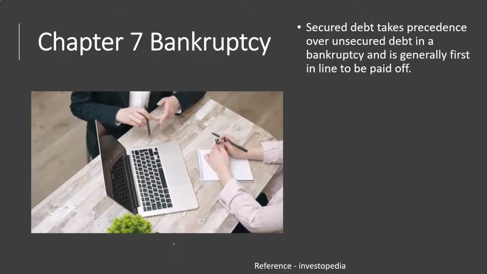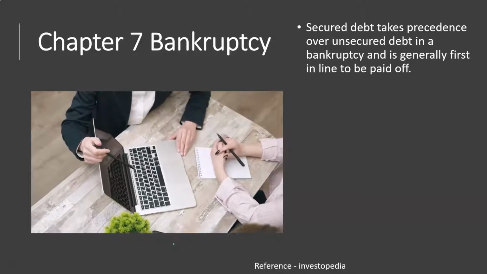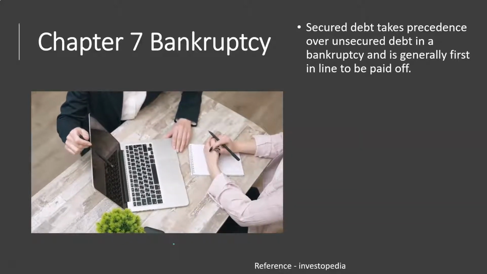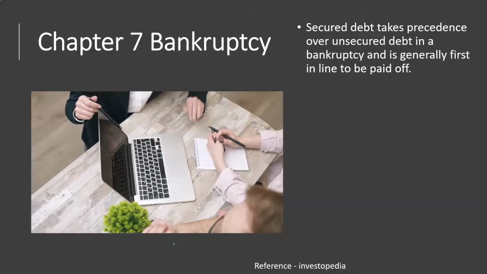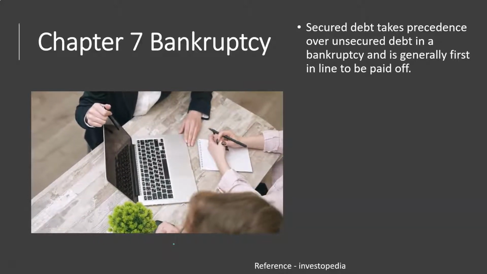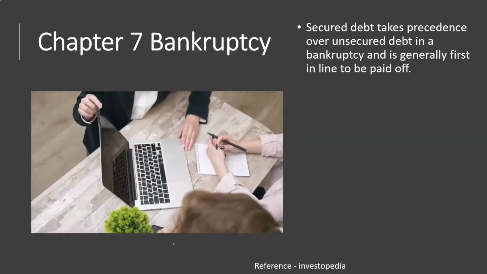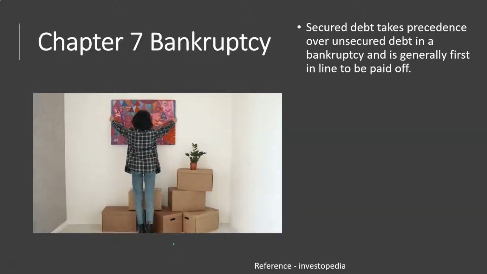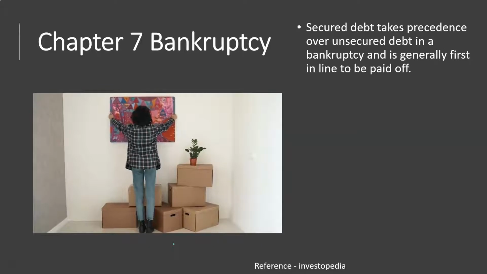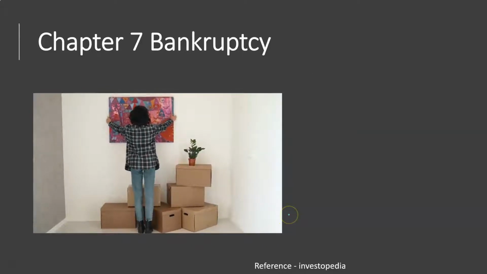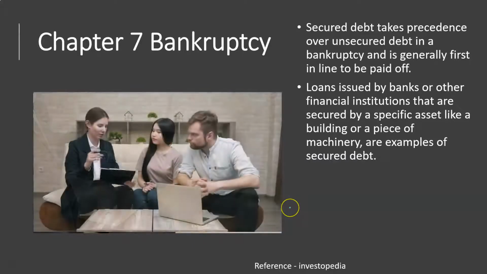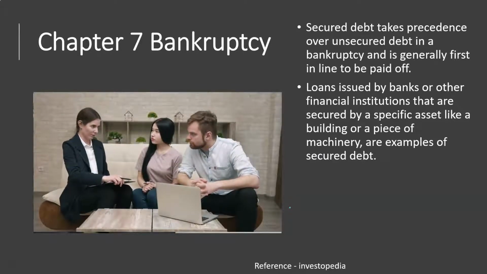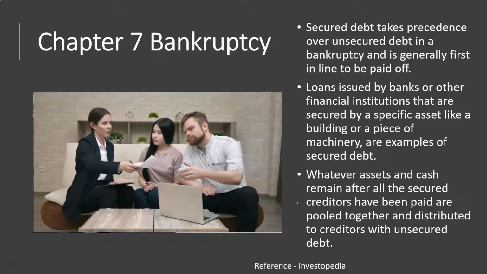So secured debt takes precedence over unsecured debt in a bankruptcy and is generally first in line to be paid off. So if the debt is secured, which of course, if you're talking about a mortgage on a home, the home being security, then that's the point that if you were to liquidate it, you would think the bank would be fairly high on the list to be repaid. Loans issued by banks or other financial institutions that are secured by a specific asset like a building or a piece of machinery are examples of secured debt.